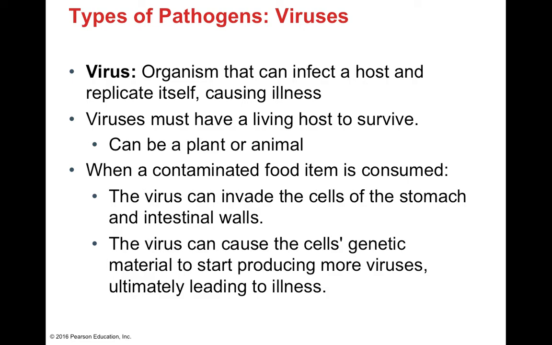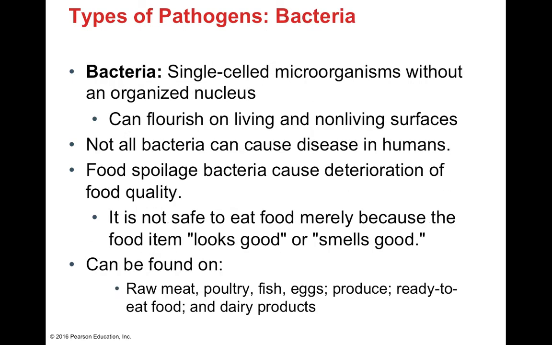And when a contaminated food item is eaten, either by the plant or by the animal, the virus can invade the cells. In an animal, it's going to invade the stomach and intestinal walls. Now, the virus basically hijacks the genetic material inside the cell and tells it to start producing more and more viruses instead of doing any of the things the cell's normally doing. So the cell's machinery is no longer making cellular proteins or doing any cellular functions. Instead, it's serving simply to create more and more virus, which ultimately makes the individual very, very sick.